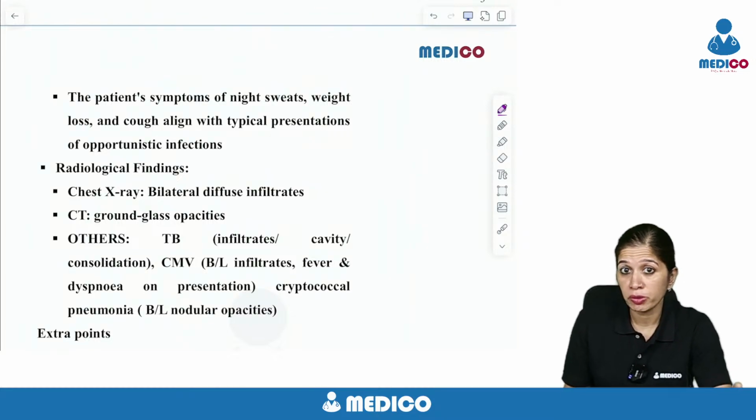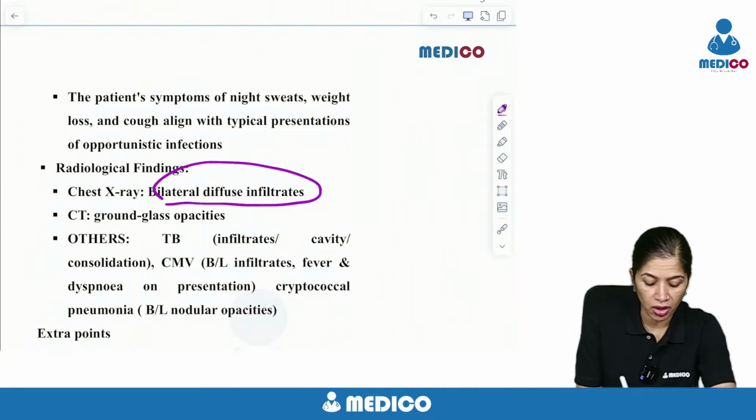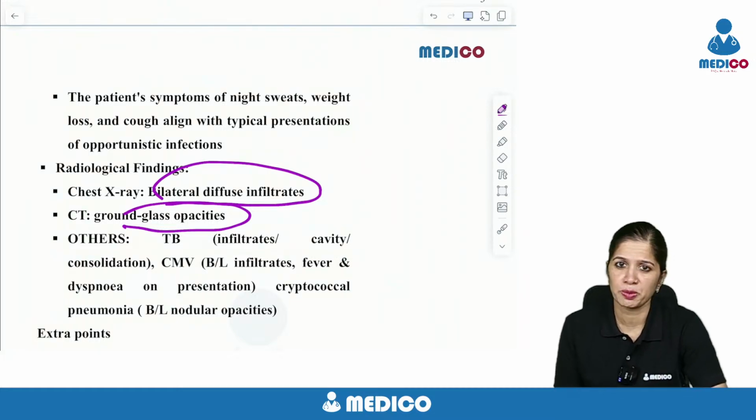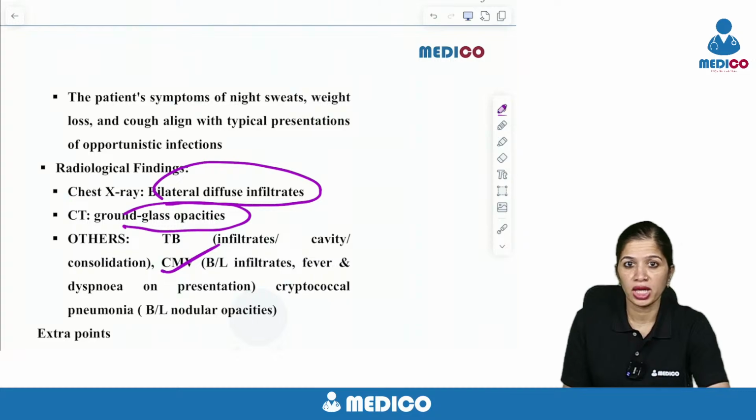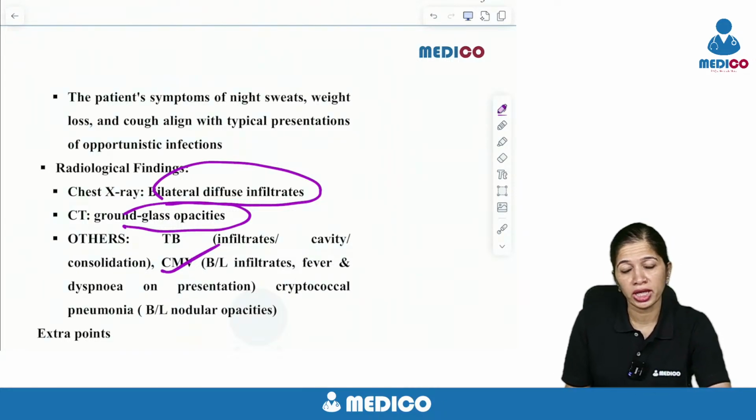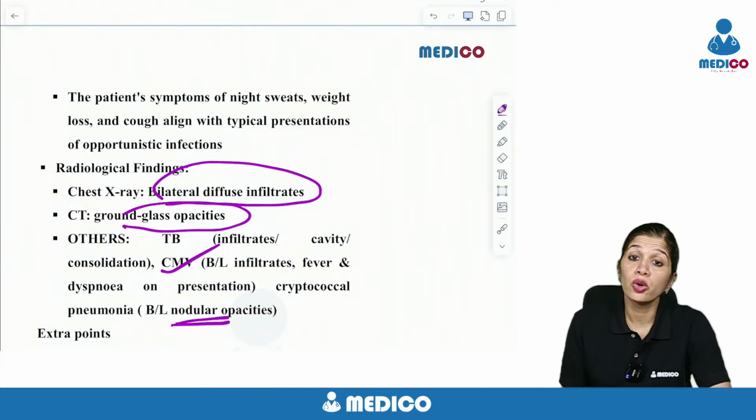Now, radiologically, if you remember the X-rays, there were bilateral diffuse infiltrates on the X-ray. And like I said, there were ground glass opacities on the CT. Now, even if there is some confusion, you still need to know what other radiological findings you can expect. If it's TB, it can be either a cavitation or an infiltration or an upper lobe consolidation. If it is CMV, they also can present with bilateral diffuse infiltrates, but fever and dyspnea would be the classical presentation. And for cryptococcal pneumonia, the opacities would be more nodular. So you would expect nodular opacities for cryptococcal pneumonia.